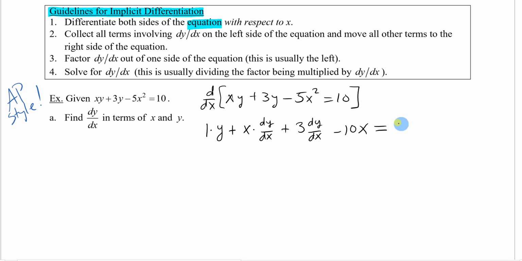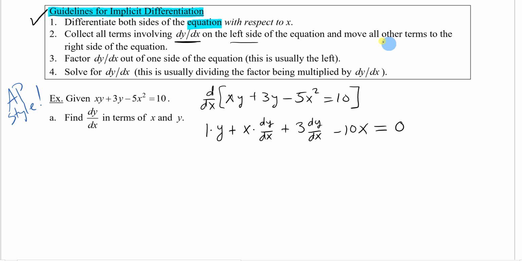They always just drop down the 10. You're taking the derivative of both sides. So the derivative of 10 will give you a 0. Step 1, check.